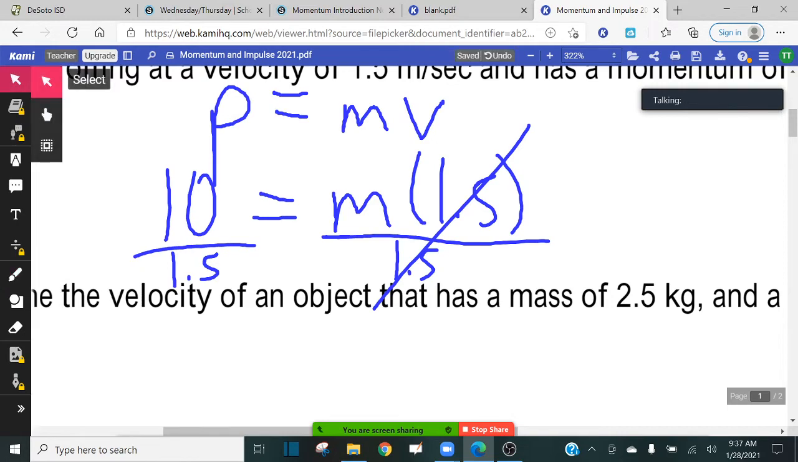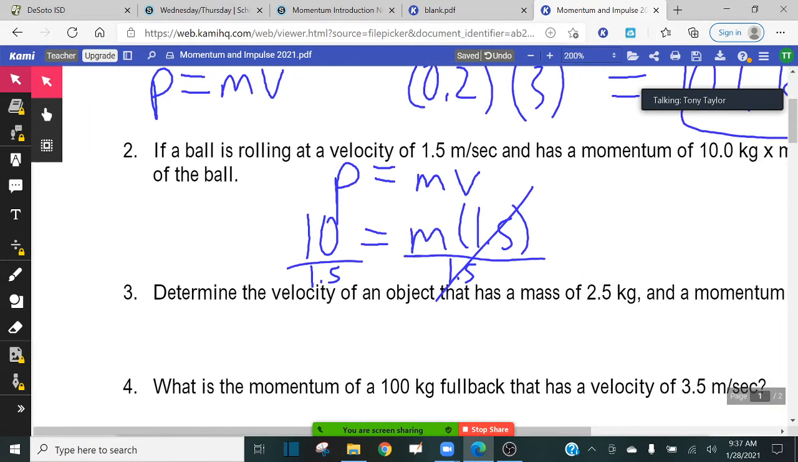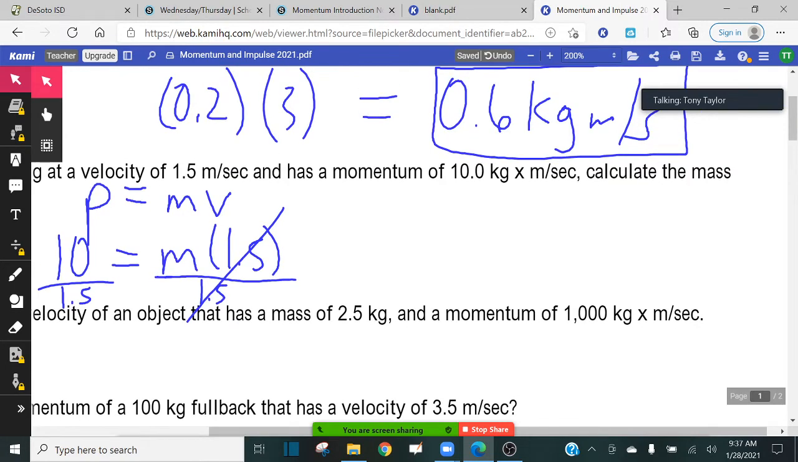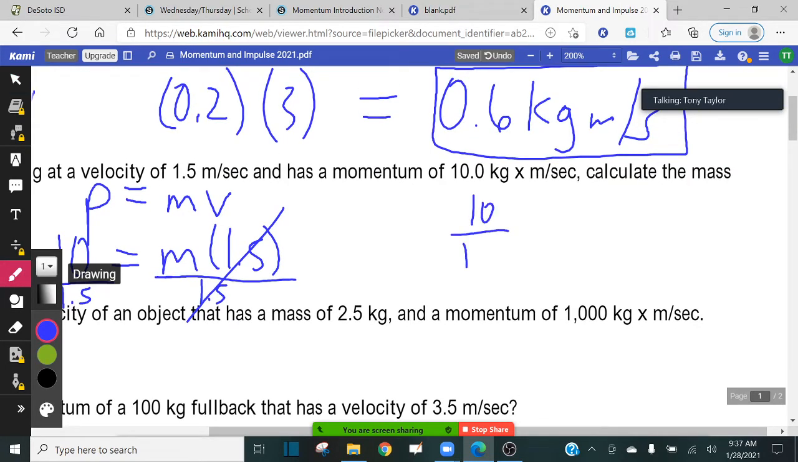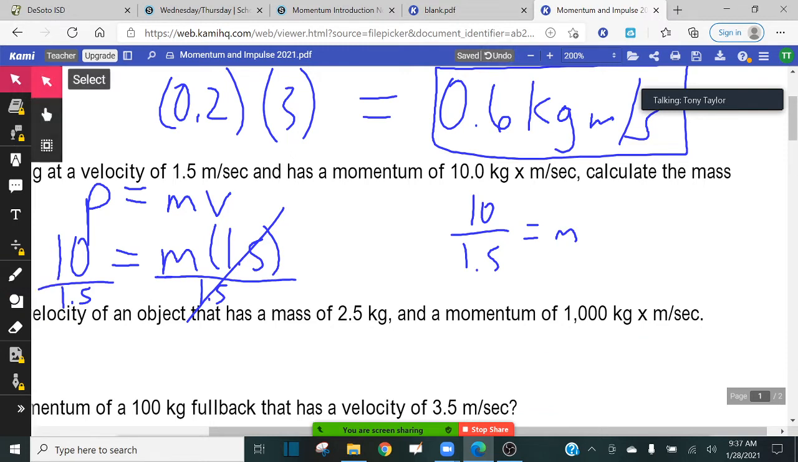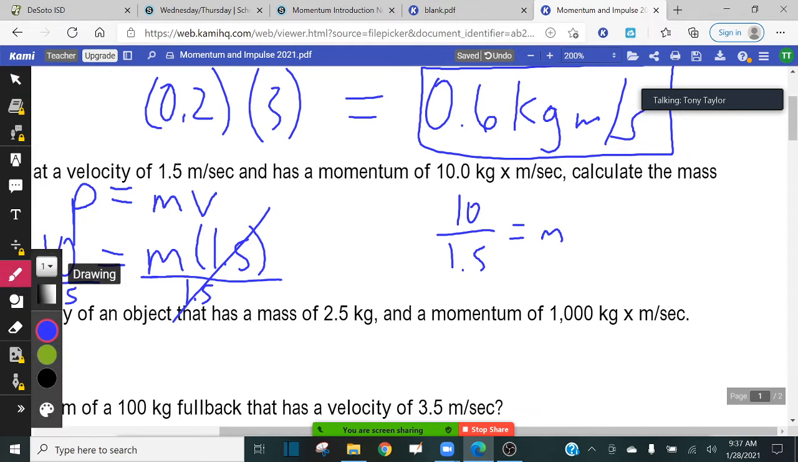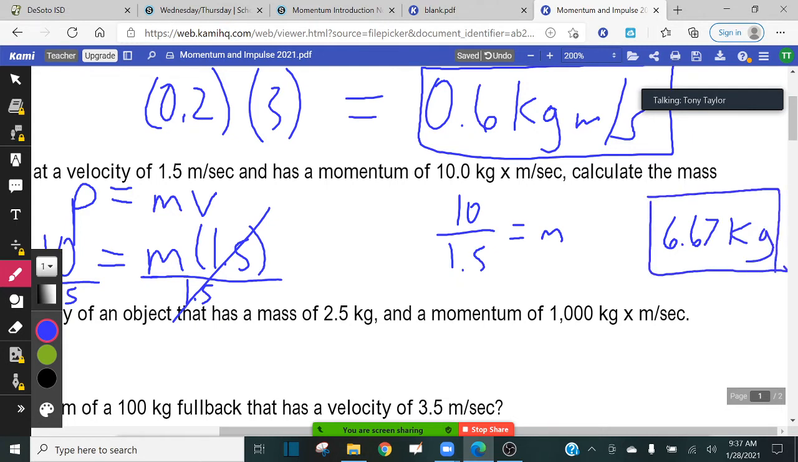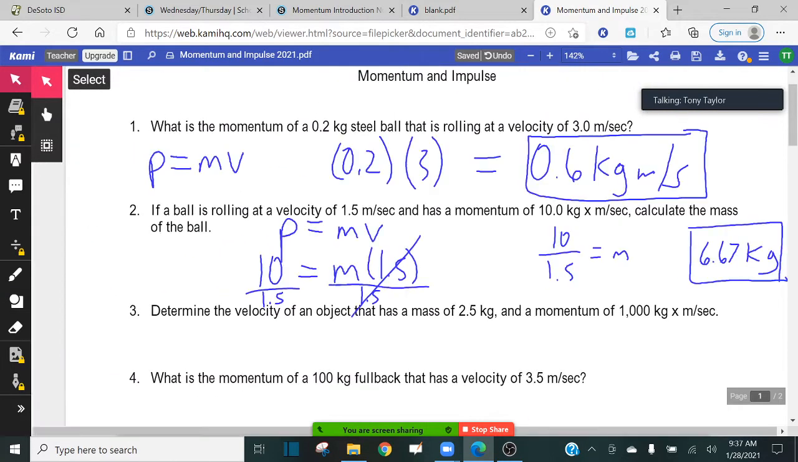So 10 divided by 1.5 gives me my mass, right? Well, what is 10 divided by 1.5? Again, hopefully everybody has a calculator. Plus, you're going to need one for this assignment. That would be 6.67 kilograms. So that's the magnitude of the mass for number 2. Really easy. Again, let's just keep going.